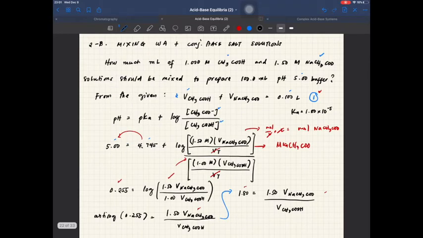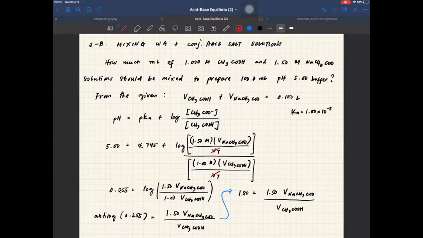The other way is by mixing a solution of a weak acid and a solution of its conjugate base, or salt of its conjugate base. Okay, we have this example provided here. How many mL of 1 molar acetic acid and 1.5 molar sodium acetate solutions should be mixed to prepare 100 mL of pH 5 buffer?